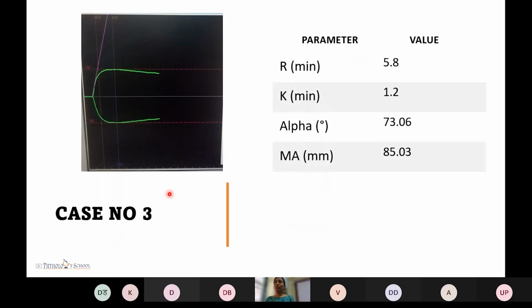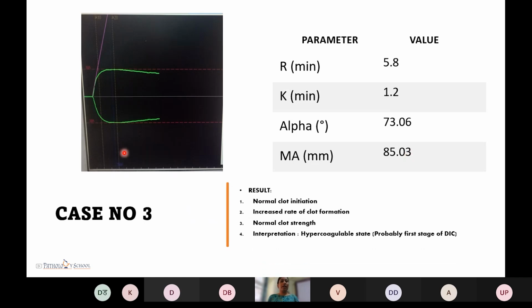Next, this is the third case. You can see that this is the TEG tracing, which shows R time 5.8, K time 1.2, alpha angle 73.06, and maximum amplitude 85.03. Here the maximum amplitude appears to be increased. Yes, the normal value is up to 73. So it could be because of the low number of platelets or hypercoagulation. Yes. Here you can see that R time is completely normal, that is 5.8. So there is no problem in the clot initiation. But the MA, that is maximum amplitude level, is increased. So this can be probably due to increased rate of clot formation, and the interpretation is hypercoagulable state, probably first stage of DIC.